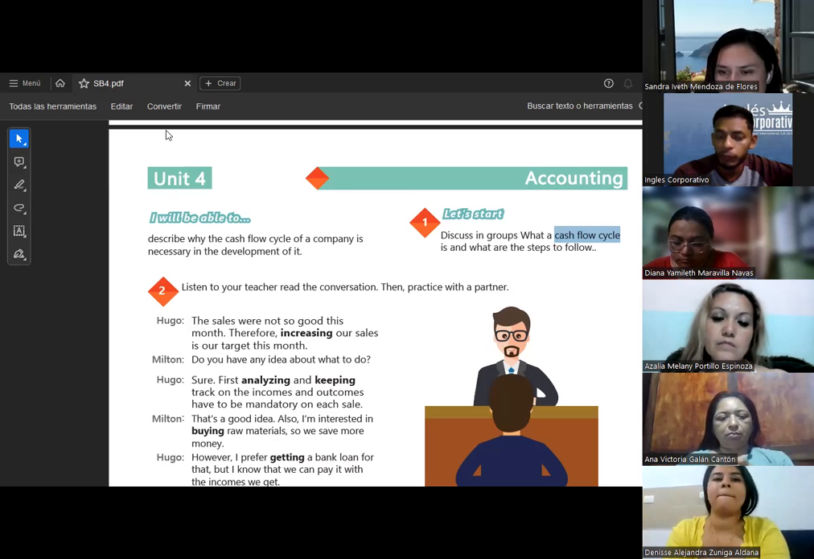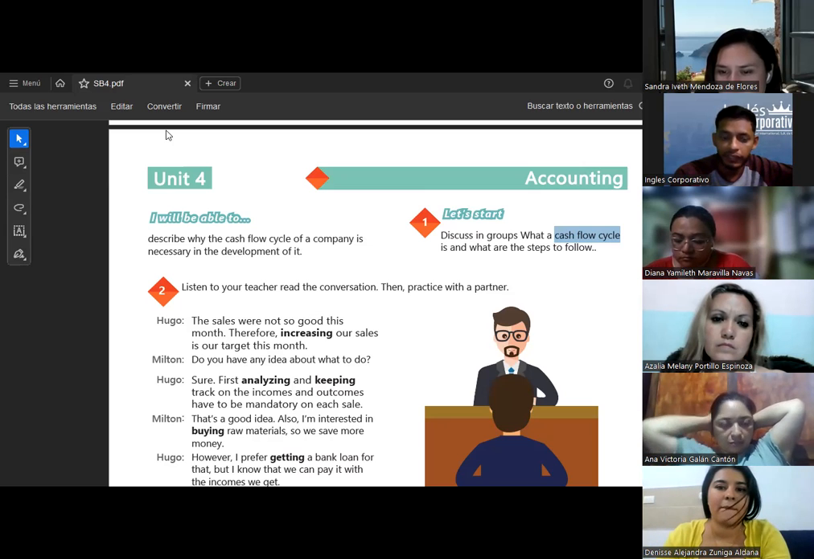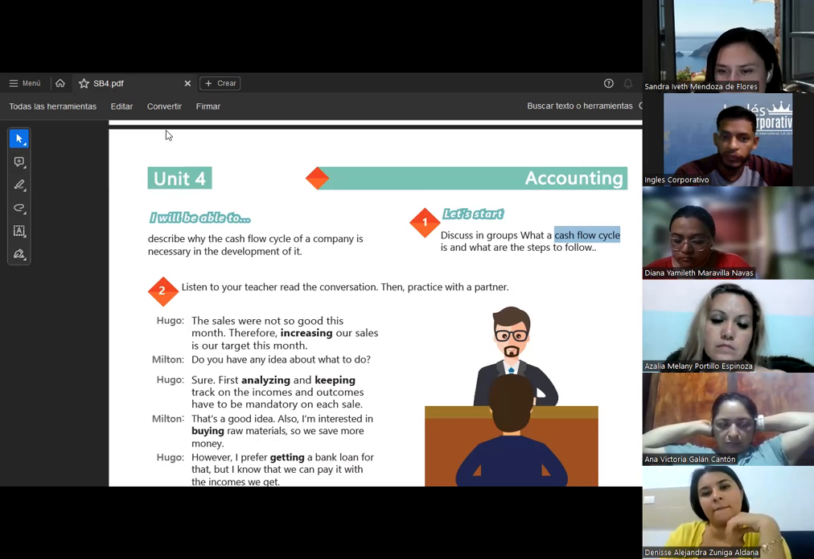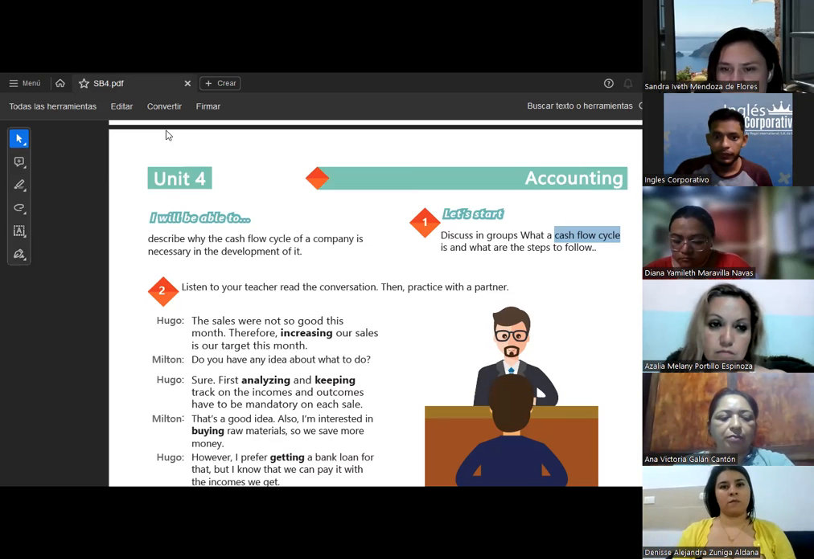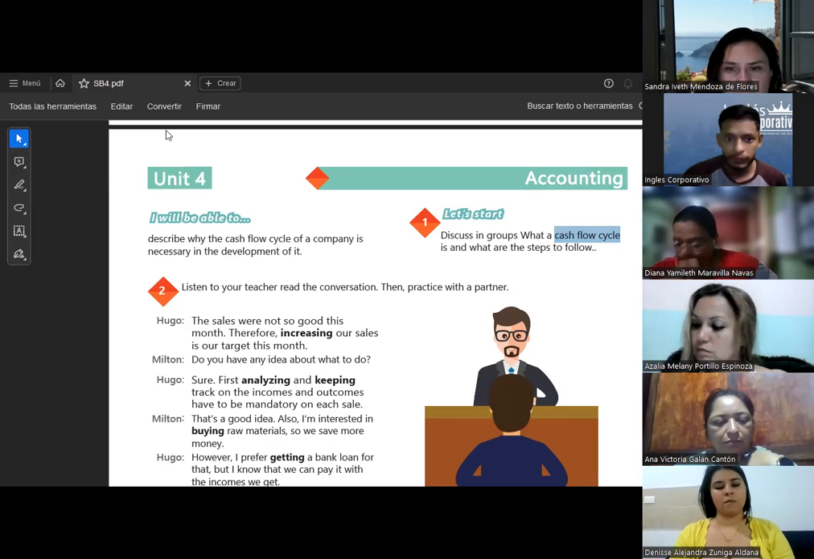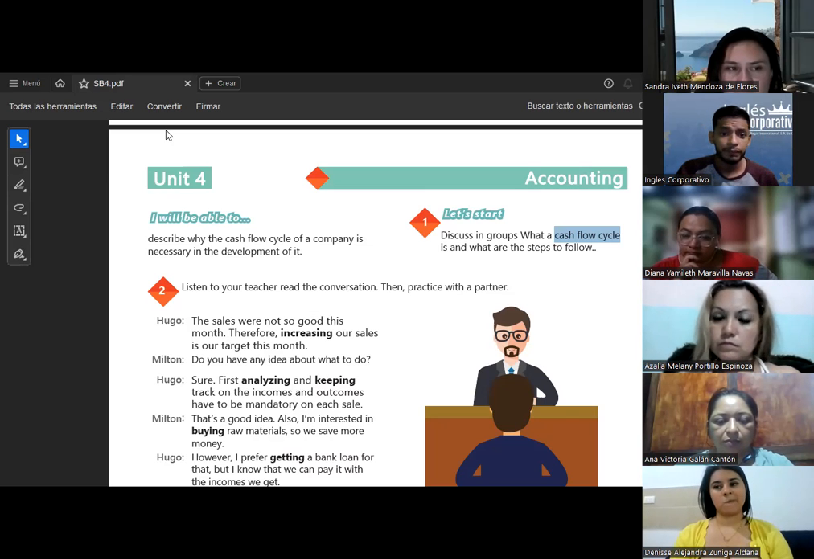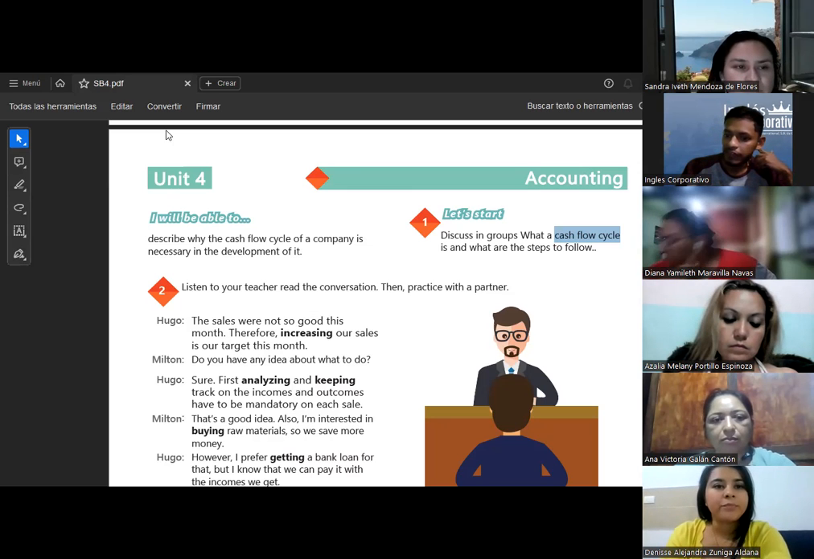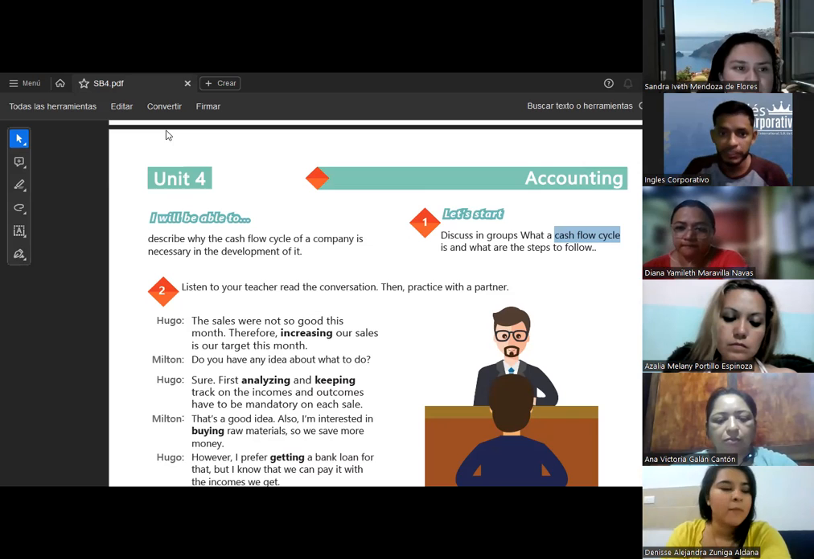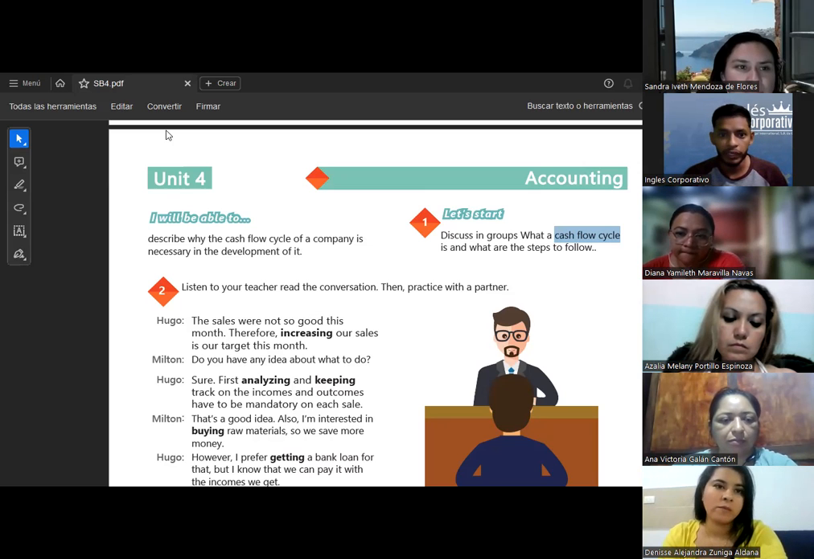Yes, cash flow. What's cash flow, people? Flujo de efectivo. Exactly. Thank you. Flujo de caja, flujo de efectivo. Yes. The cash flow cycle. Basically, the cash flow cycle is how the money goes in a company, okay? From what you spend and from what you produce and the profit, everything. Where the money goes, where that money comes from, where you spend that money, where you invest money.